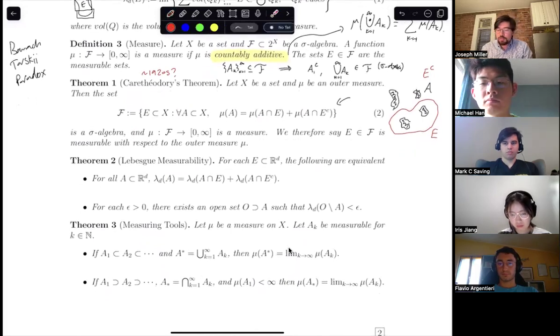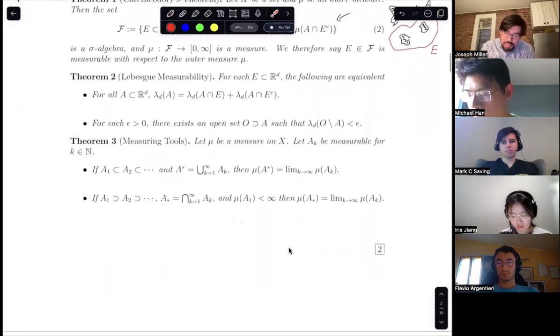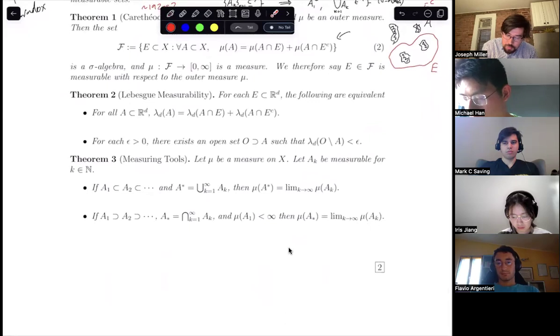So yeah, it's just kind of nice to keep this in mind. If you give me an outer measure, then I can construct a sigma algebra, which makes it a measure. In terms of actual examples, you can apply this concept of measurability to figure out what the measurable sets with respect to the Lebesgue measure are.